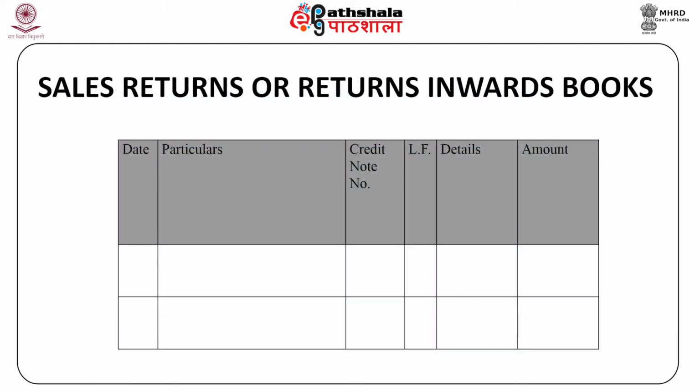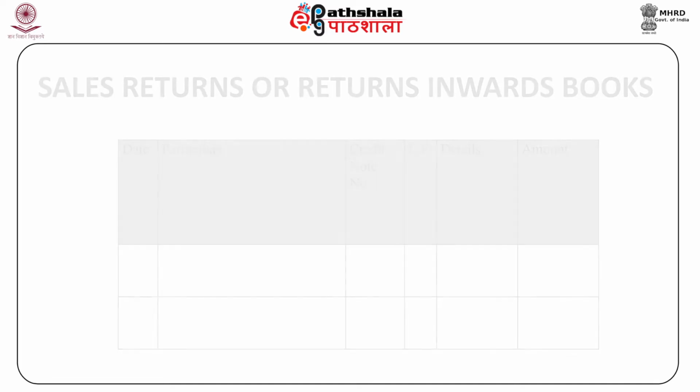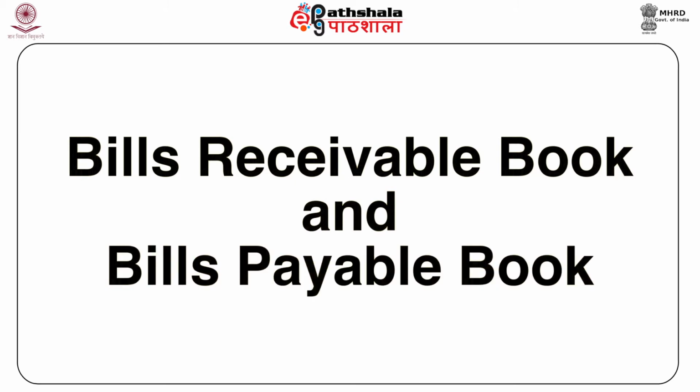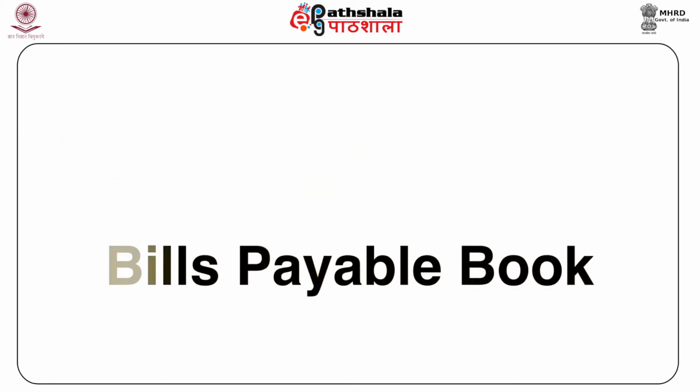The sales return day book is totaled at the end of each period. The total of the book is posted to the debit of sales returns account by writing "to sundries as per sales return book". The account of the customer is credited with the corresponding amount on the date of the transaction itself by writing "by sales return account". Bills receivable book and bills payable book.